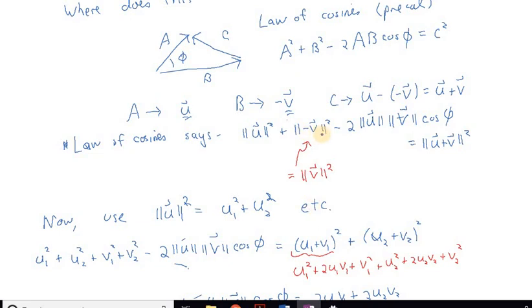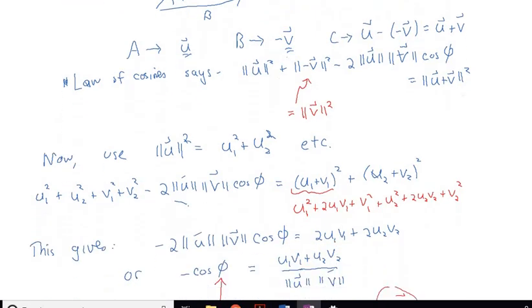Etc. Length of v is v1 squared plus v2 squared. And I can also get the length of u plus v as u1 plus v1 squared plus u2 plus v2 squared. So I've done the substitutions here. u1 squared is here. Negative v squared is here. I've kept this term the same, and u plus v squared is here. All right, so I've got this algebraic equation.